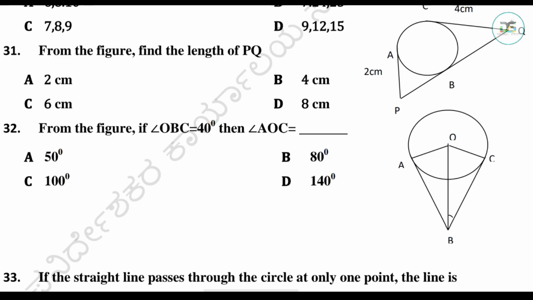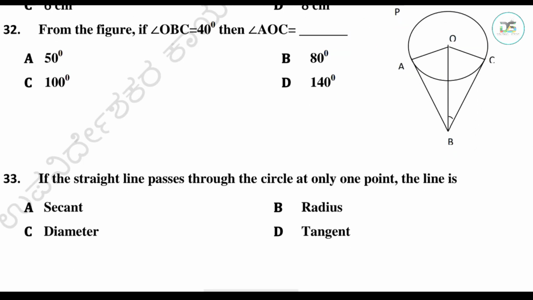Next question. If a straight line passes through the circle at only one point, the line is, options are option A, secant, option B, radius, option C, diameter, option D, tangent. The right answer is option D, that is tangent. Next question.